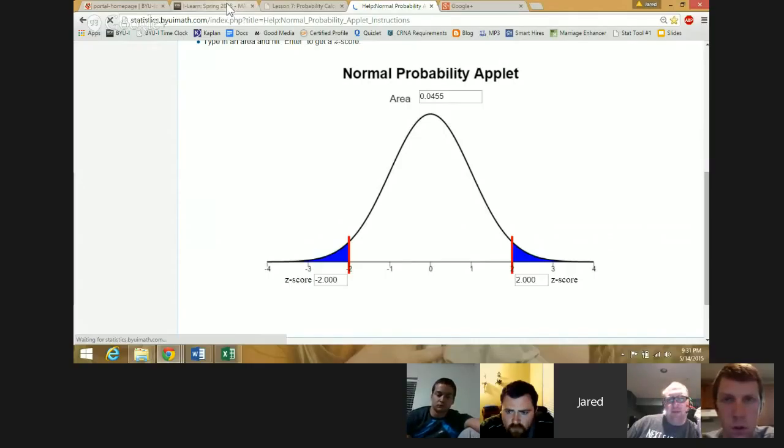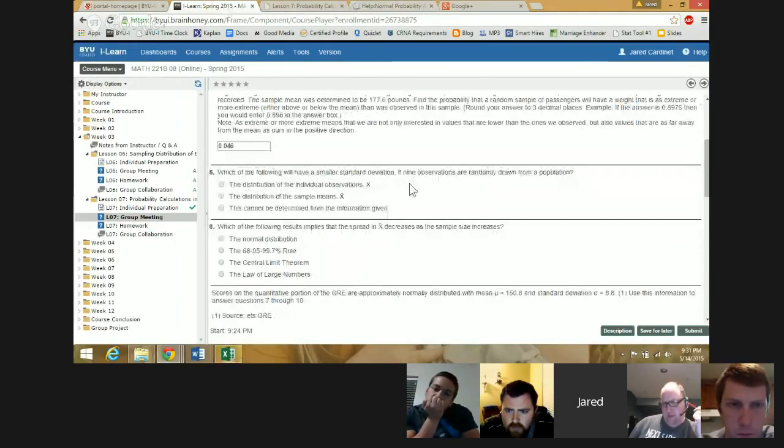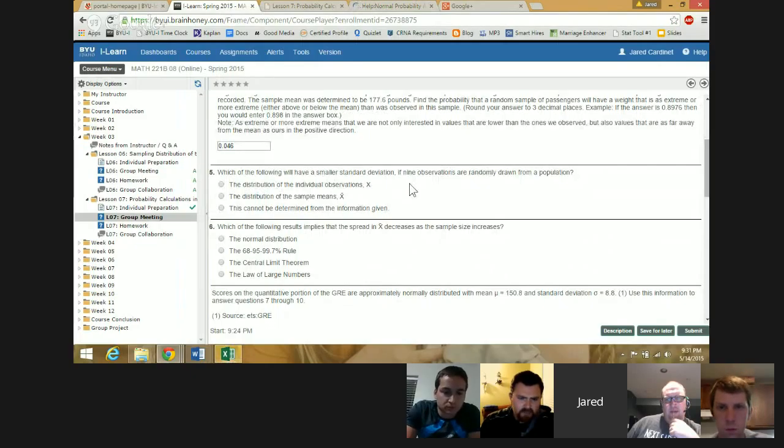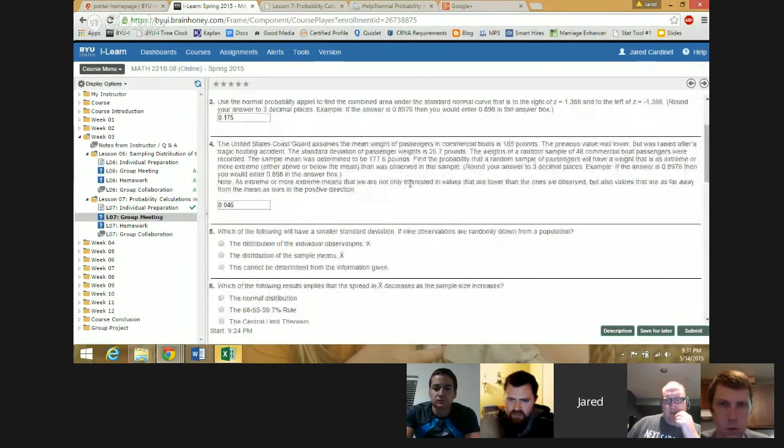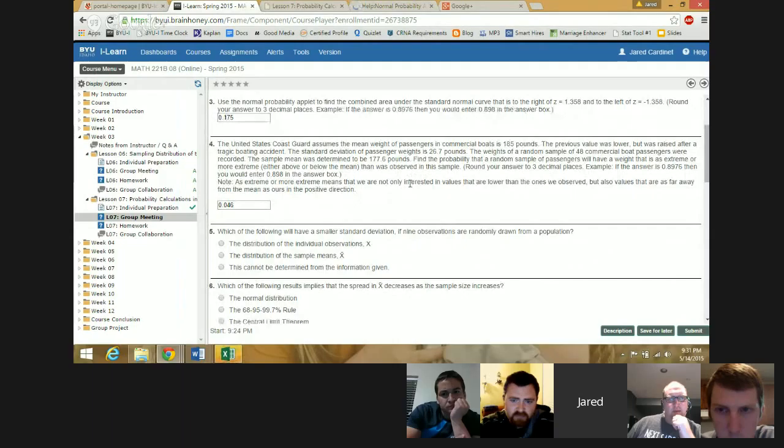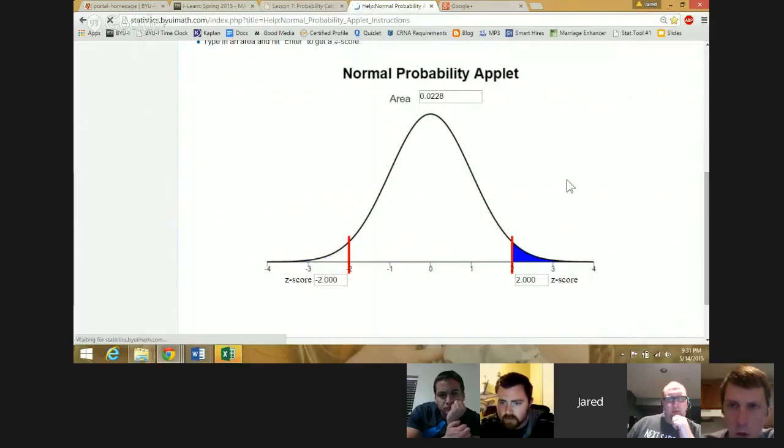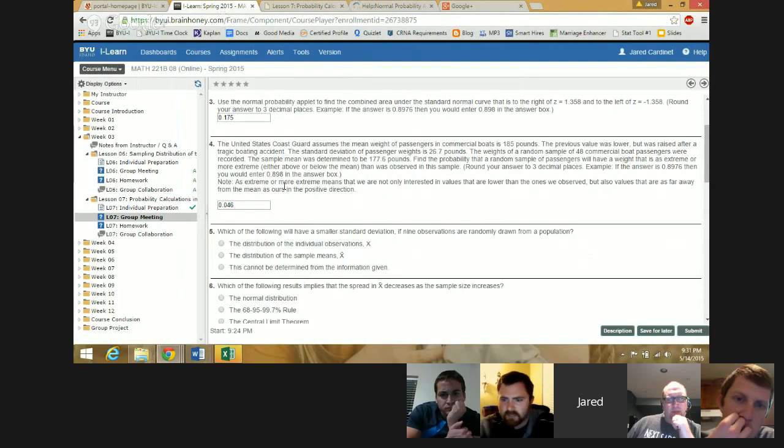Right. Okay, 0.046. I'm not sure it's asking for the below. The way it says, find the probability that a random sample of passengers will have a weight that is as extreme or more extreme, either above or below the mean. You think it'll be just above? It says either above or below the mean. Yeah, I just saw that in parentheses there. Okay. And was observed in this.